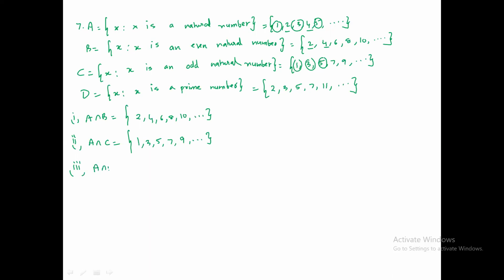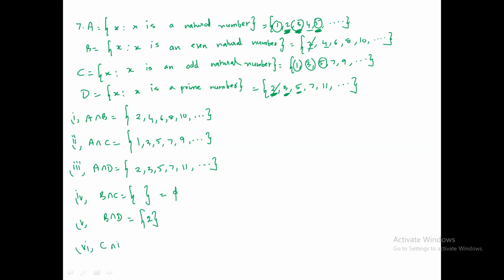Third one, A intersection D. So common in A and D. What are common? 2 is common, 3 is common, 5 is common. So you will have 2, 3, 5, 7, 11, all these common. Fourth one, B intersection C. Common in B and C. I don't find anything common. So it is empty set. Fifth, B intersection D. Common in B and D. What I see common? Only 2 I see common in B and D.